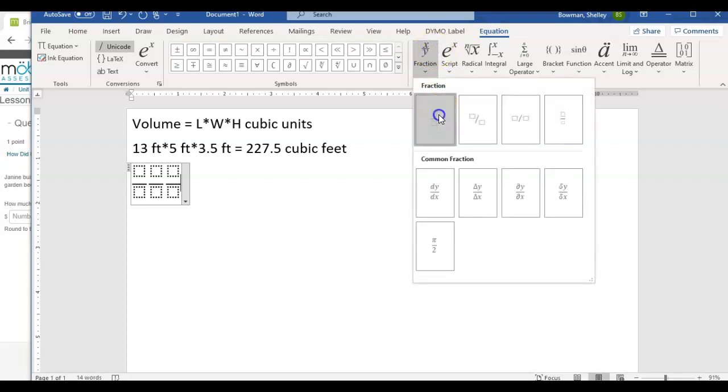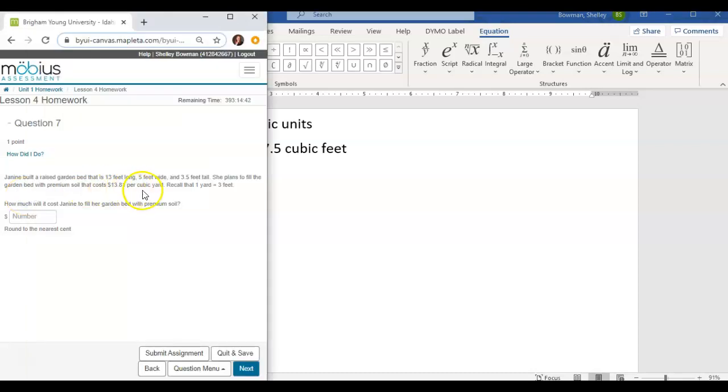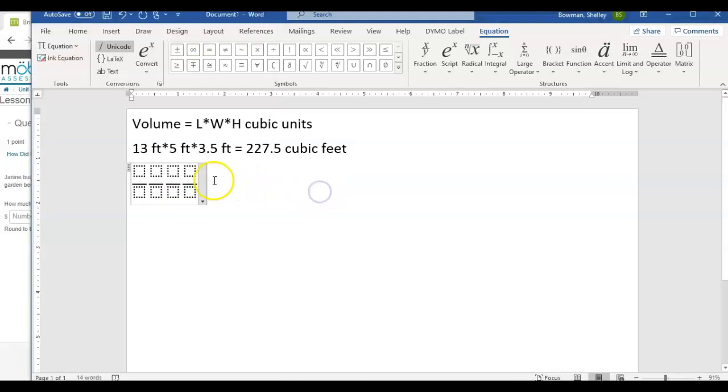Now the first thing I always do when I'm doing a conversion is I want to know what I want to get to at the end. It told me that I want to get to cubic yards, if I recall. Yep, cubic yards. So I'm going to put cubic yards on the top, and that tells me what I'm working towards as my answer.